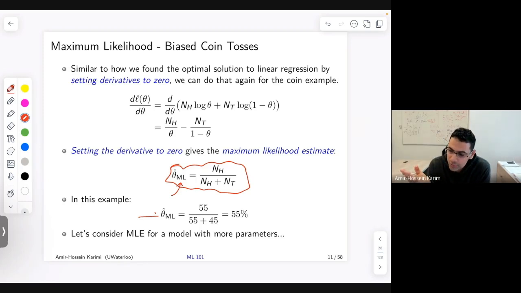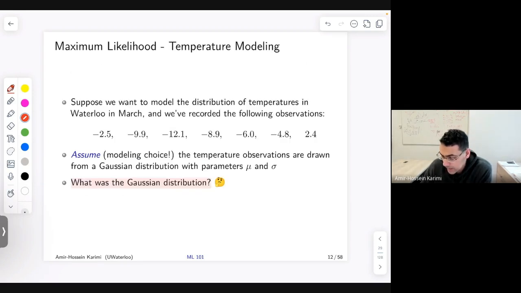Now, this was a distribution with only one parameter, theta. Let's consider distributions with more than one parameter. Back to our temperature modeling example. Suppose that we want to model the distribution of temperatures in Waterloo, and we recorded the following observations. Assume, again, we're going to have these observations.